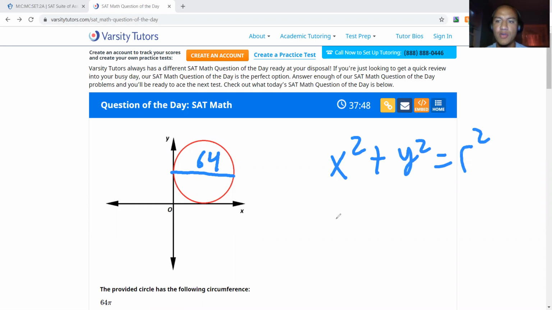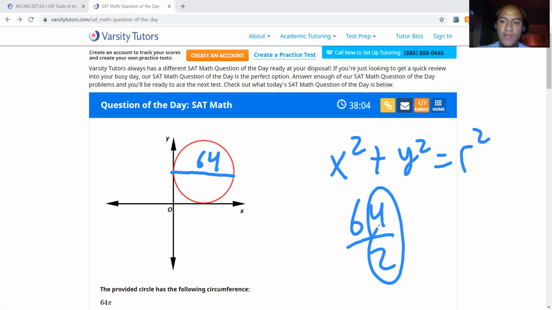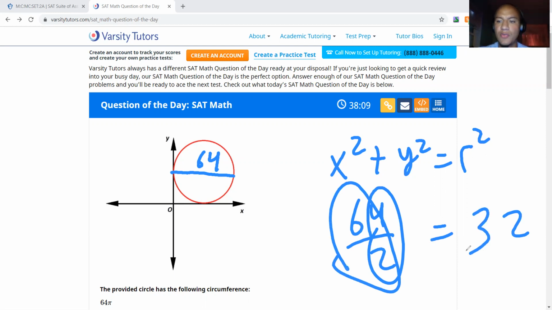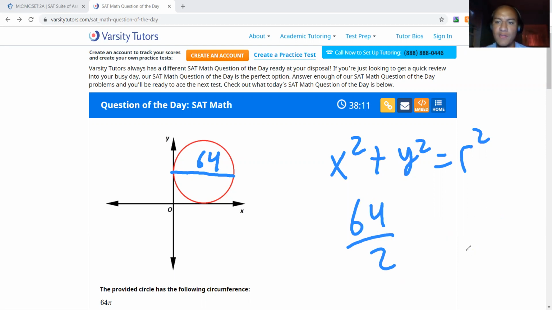For now, let's try to figure out what the r is. The r is just the radius. Radius is going to be half of the diameter. So 64 divided by 2 is 32. And let me show you a cool trick when it comes to dividing by 2. 4 divided by 2 is 2, and 6 divided by 2 is 3. So 32 times 2 is 64. That makes sense. The radius is 32 squared.